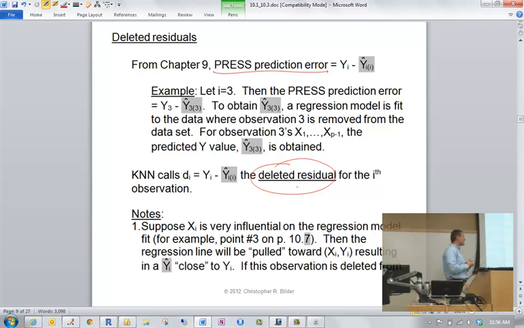And does anyone remember why looking at these things like deleted residuals is good to do? Okay. Let's see now. Put on test why deleted residuals, we want to look at them. Why they are good. You don't want to participate? That's what happens.